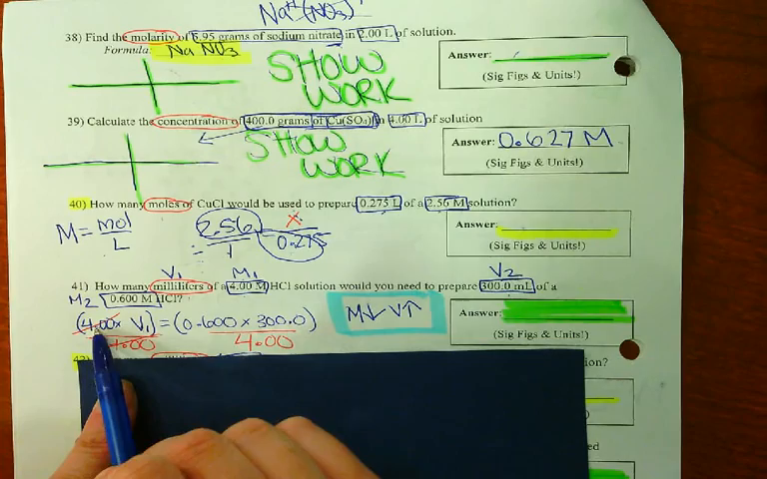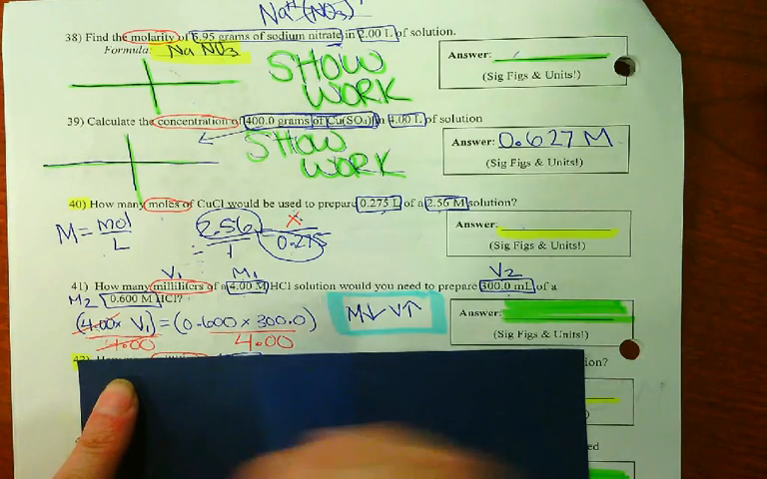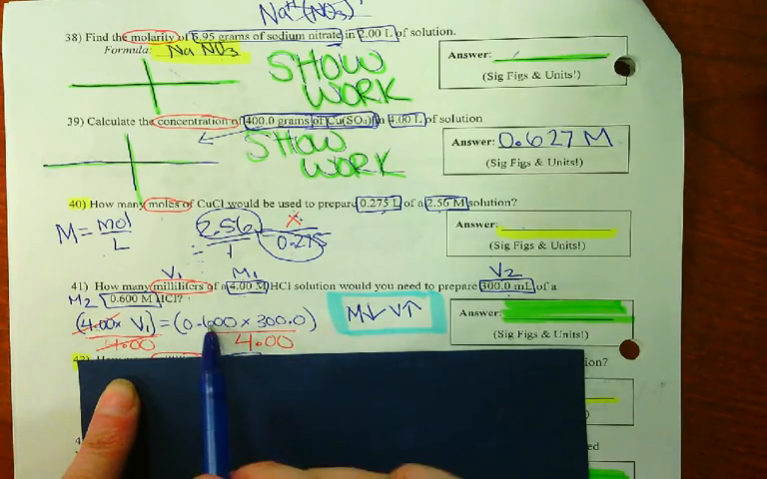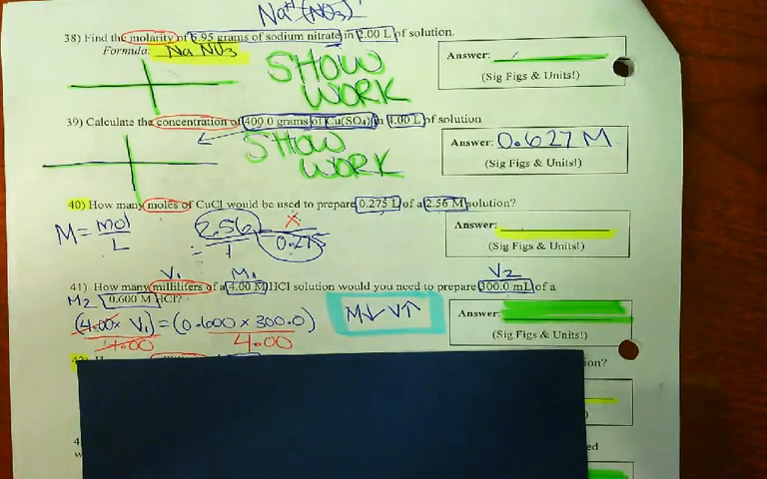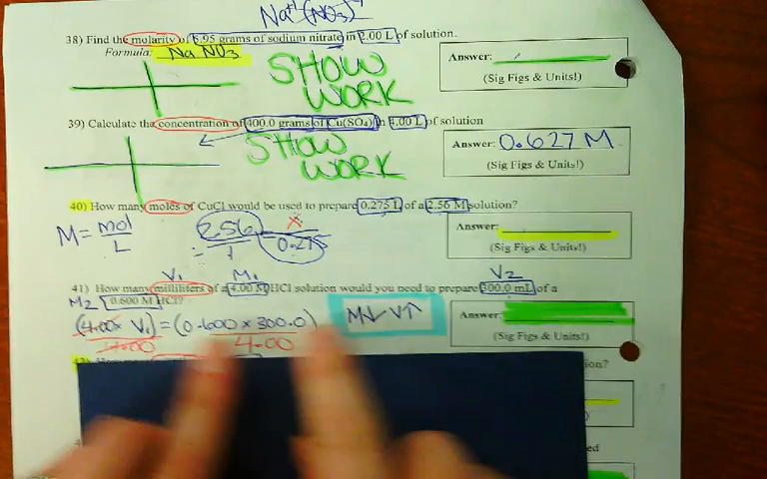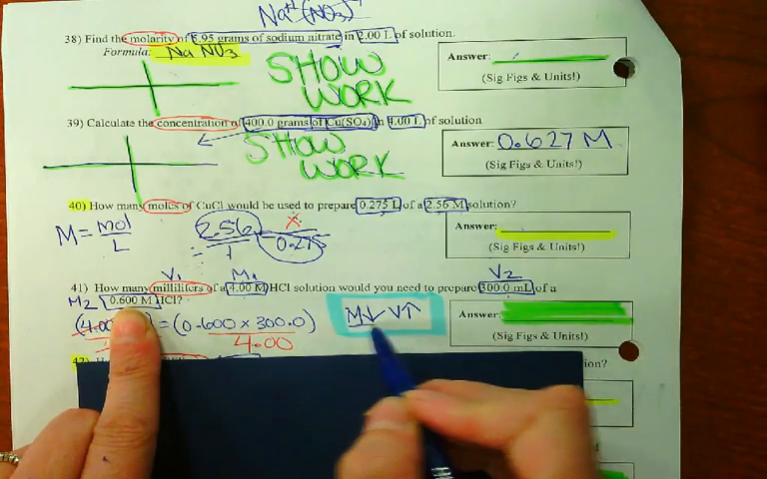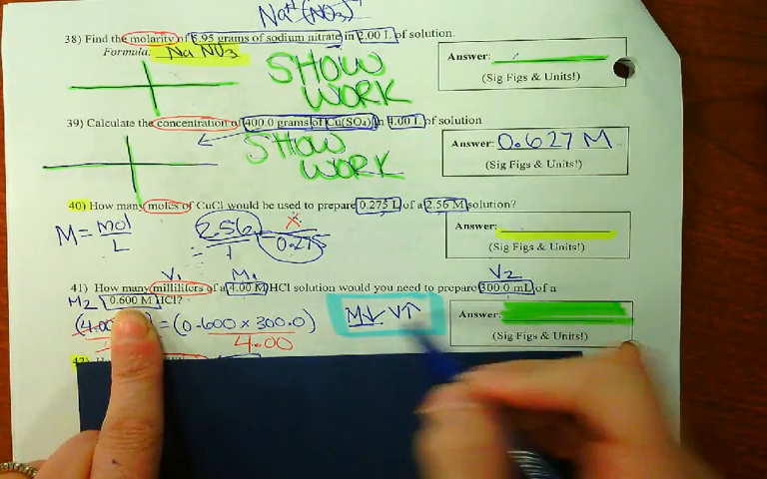So the first concentration should go right here. And then these two numbers get multiplied. I divided by 4. So this times this divided by 4. And then remember, it's an inverse relationship. So in this case, my molarity is going from 4 to 0.6. So my molarity is going down, which means my volume has to go up.